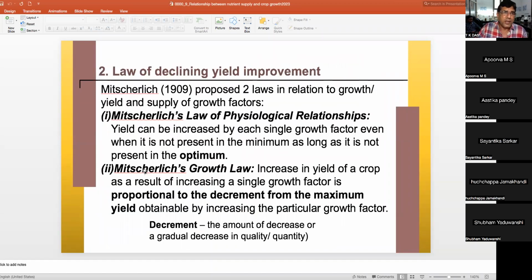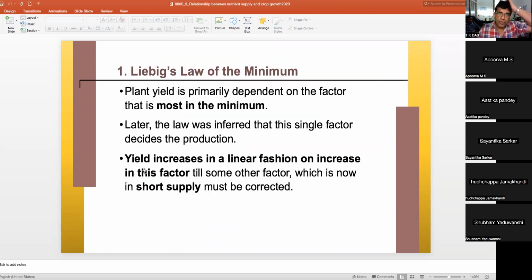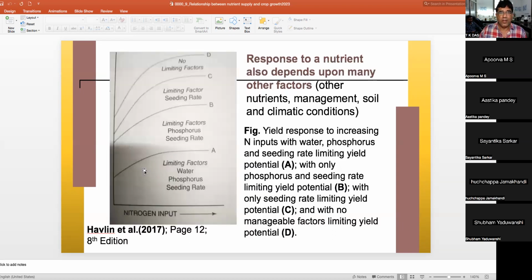Now we go to the second law, which is the law of declining yield. So you can find many deficiencies in this law of minimum, which cannot tell us the exact quantity of nutrient to be supplied. Overall, that is the limitation. It says that balanced fertilization is important. You need to optimize the level of each nutrient, but how much to be added into the soil, it cannot tell us. Or what would be the optimum level of nutrient, it cannot tell us.